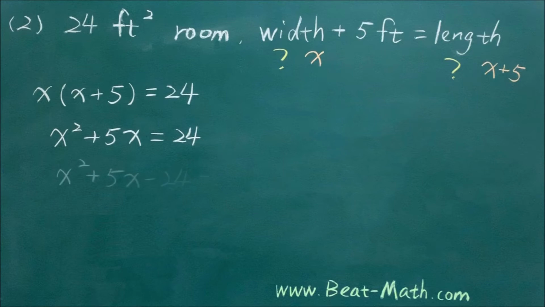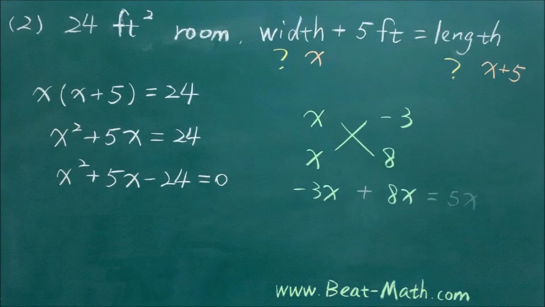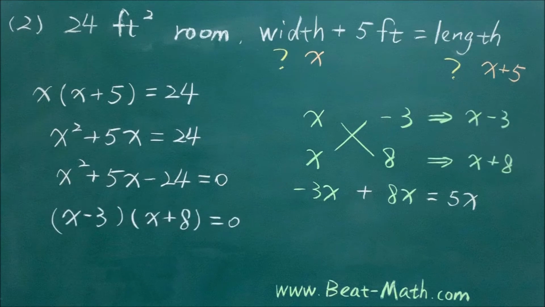Now just move 24 to the left side and change the sign and get x squared plus 5x minus 24 equals 0. If you're not familiar with this transposition method, check the link in the video's description to learn more. But let's continue with the story problem. By using the crossing method, we can easily get the solution. 24 is the product of negative 3 and 8, because negative 3x plus 8x equals 5x, so we can get (x minus 3) times (x plus 8) equals 0. Then we get the two roots: x equals 3 or x equals negative 8.